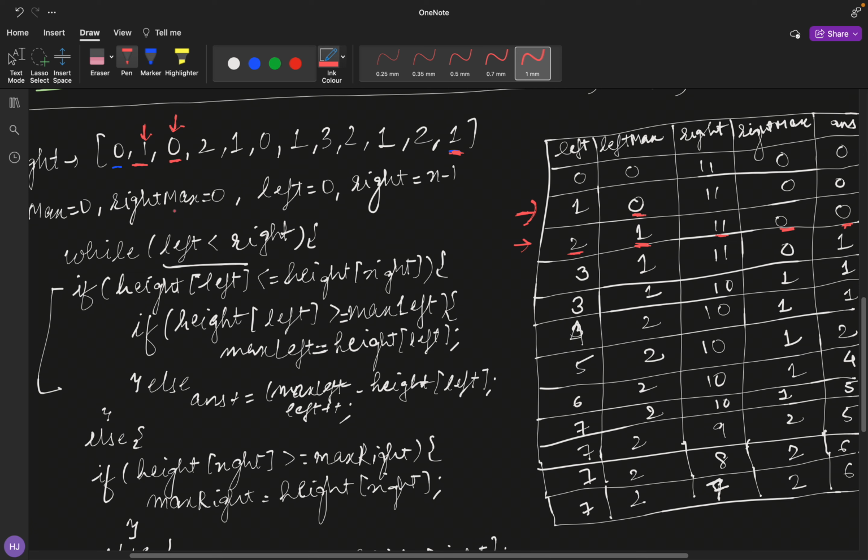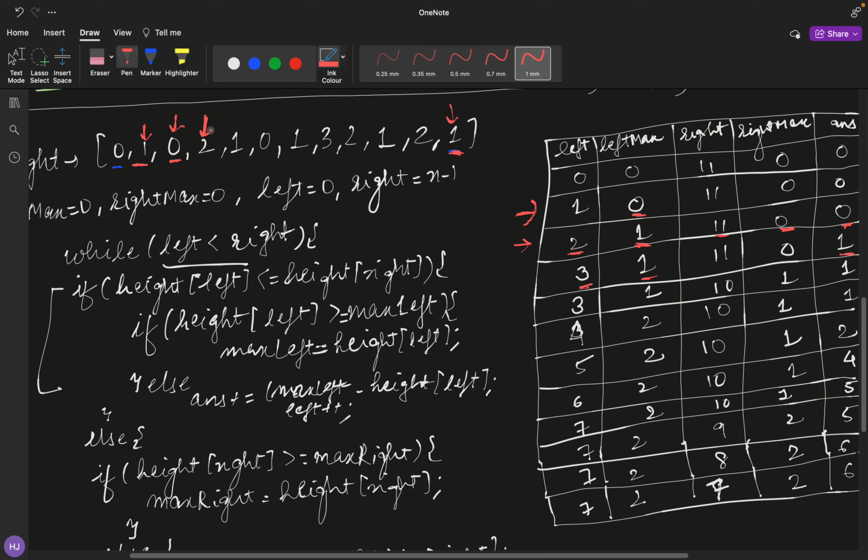So what we are having is 0. Is 0 lesser than or equal to 1? Yes, it is. So now let's compare 0 with the left max. Is 0 greater than or equal to 1? No. So I will be adding my 0 to the answer. So my answer gets updated to 1, and my left max is still 1, and my left reaches 3.